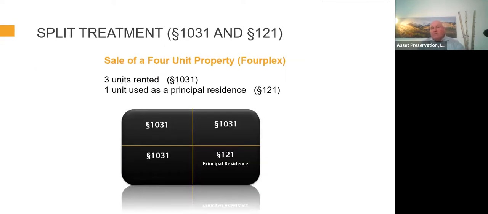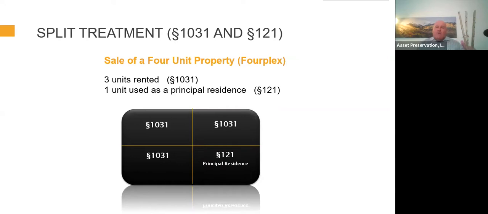So a simple example, I got a fourplex, you live in one unit, clients live there for over 2 years, they rent out 3, 25% of the proceeds tax-free or tax excluded under section 121, 75% go through an exchange. Now that's kind of simplistic. You want to look at the property. Was it fixed up? Sometimes the residence was fixed up. That's important to look at. So maybe the allocation is a little different.